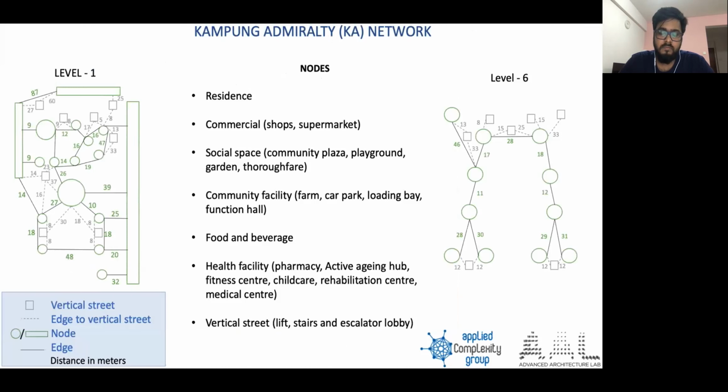The nodes are selected based on the relevance to the study. There are 7 types of nodes: the residence, commercial, social space, the community facility, the food and beverage, health facility, and vertical streets. These pictures illustrate the spatial network of the integrated development for level 1 and level 6. The gray square indicates the vertical street nodes, and the green color indicates all the other types of nodes. The nodes that are of the same type with geographical proximity are combined as a single node. For example, many housing units that are placed adjacent to each other will be called one single housing node.